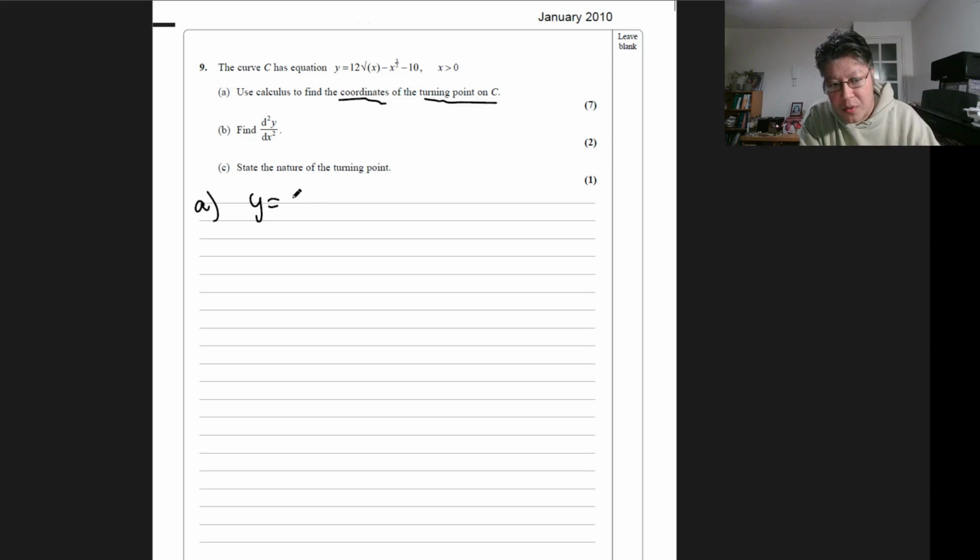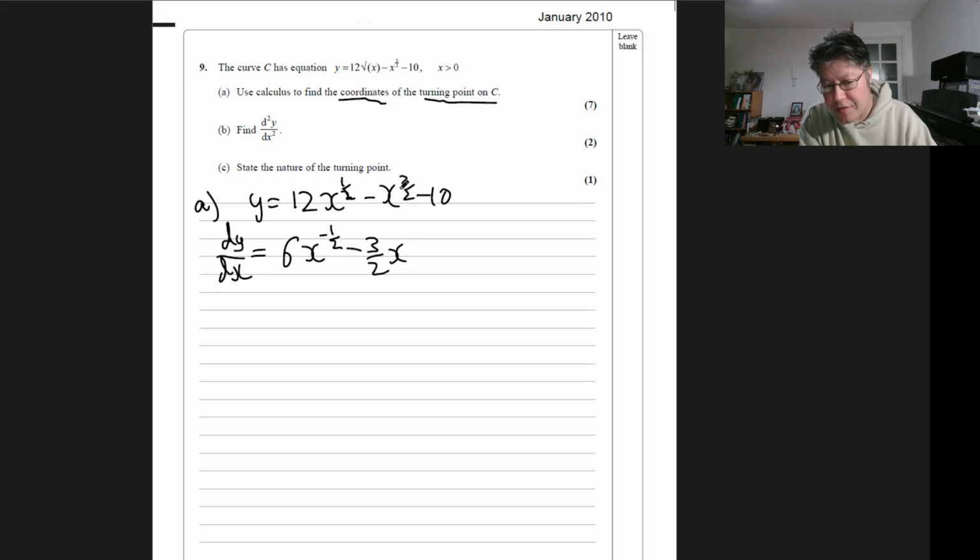we have y equals 12, and the first thing is we are going to rewrite it in index notation. So the root x will become x to the half minus x to the 3 over 2 minus 10. And now we can differentiate this. So dy dx equals, so the half comes down, multiplies to 12, gives you a 6, and we minus 1 off the power, gives you a minus half, minus, so the 3 over 2 comes down, x, and 3 over 2 minus 1 is a half, and the minus 10 disappears.